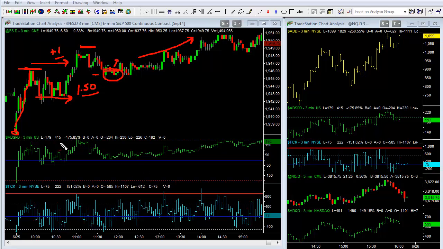Now, you might be thinking, well, what are these windows open? What are you looking at? These are just some of the internals that I also look at. It's like looking under the hood to see if the market's truly strong or weak, and I teach that in my E-Mini program.